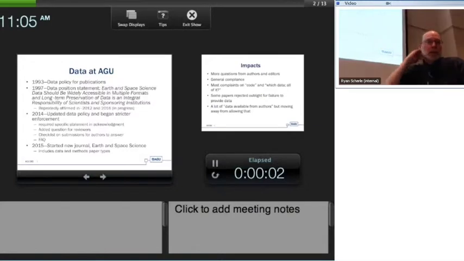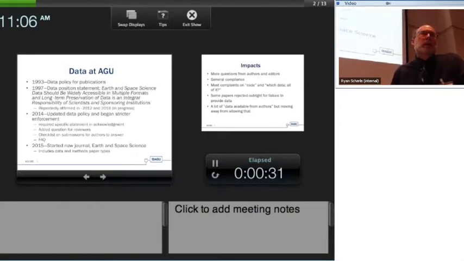Data at AGU. AGU is actually one of the first societies to have a data policy statement, in 1993. You can look it up on Wikipedia, and everybody believes Wikipedia, so I do. This was when the World Wide Web started. Most journals weren't even publishing online until 95, 96. We were archiving data in microfiche at that time.